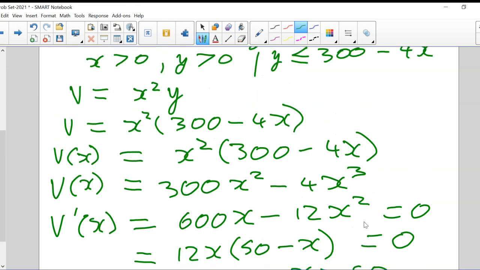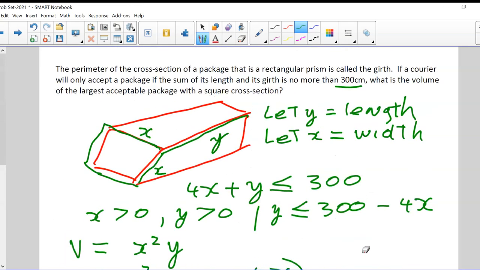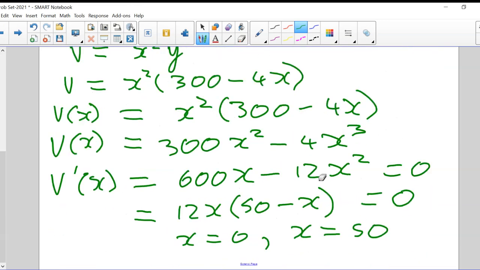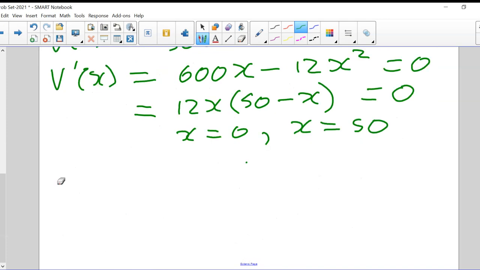So let's go back and look at the question again. When you have these questions to do, you always go back and say, did I answer the question? Is the 50 the answer? Well, let's find out. Here's the question: what is the volume of the largest acceptable package with a square cross section? So x equals 50 means what? Have we answered the question yet? I'm going to say no. We need to find a V of 50. Good. We absolutely need to find a V of 50.